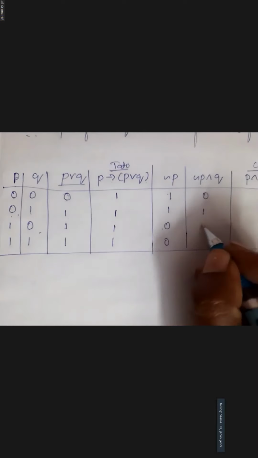Negation of P is 0, 0, 1, 1. Therefore, negation of P will be 1, 1, 0, 0. Is it okay? Okay. So let us find out negation of P and Q. Negation of P and Q is 0 and 1, 0. Then 1 and 1, 1. 0 and 0, 0. 0 and 1, 0.